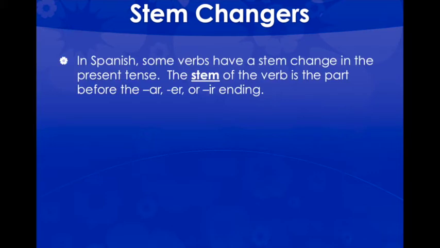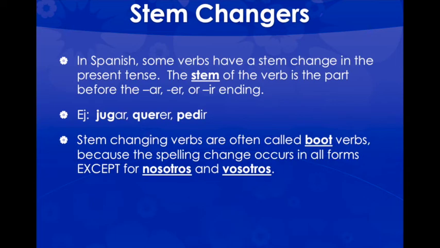Stem changes is what we're going to cover next, which you can possibly remember from Spanish 1, is that some verbs, not all verbs, but certain verbs, and you have to memorize them, have a stem change in the present tense. This stem change happens when the stem usually adds another vowel or changes vowels. The stem of the verb is the part before the AR, ER, or IR. So if we were going to look at these three verbs, jugar, querer, and pedir, the bolded J-U-G, Q-U-E-R, and P-E-D, that's the stem. Remember, each verb has a stem and an ending. The ending is AR, ER, or IR.